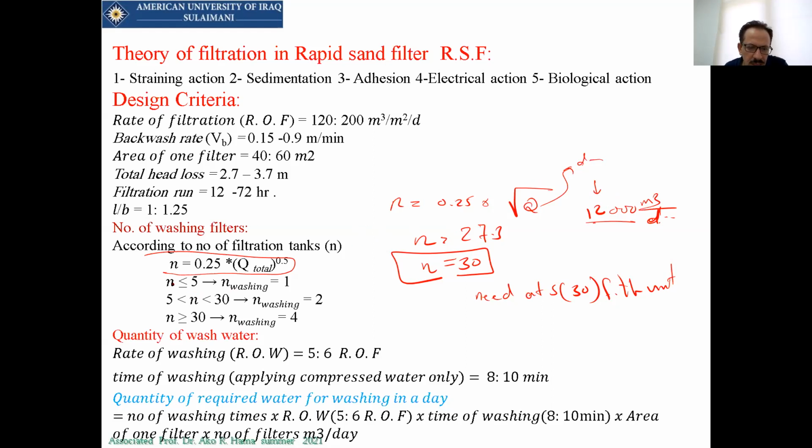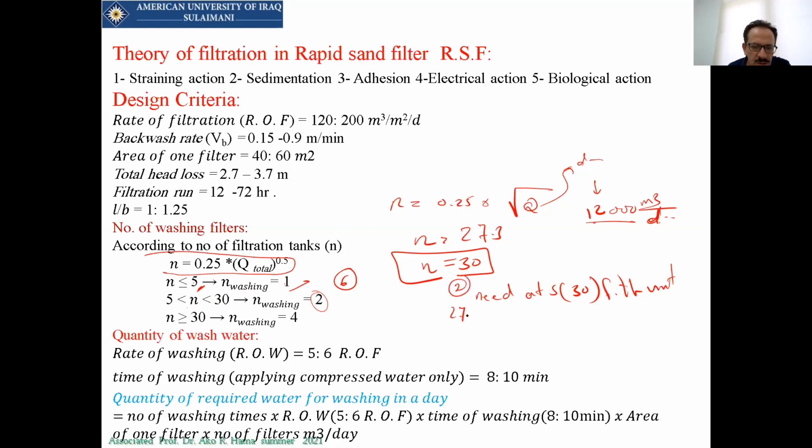Now, it says that if the number of the filters from this equation is less than 5, you can just add one other filter. So 5 plus 1, it will become 6. If you get 5 or less, you have to add only one filter. This is just for washing. If the number of the filters is between 5 and 30, like our case, where it was 27, what should I do? I should add another 2 filters.